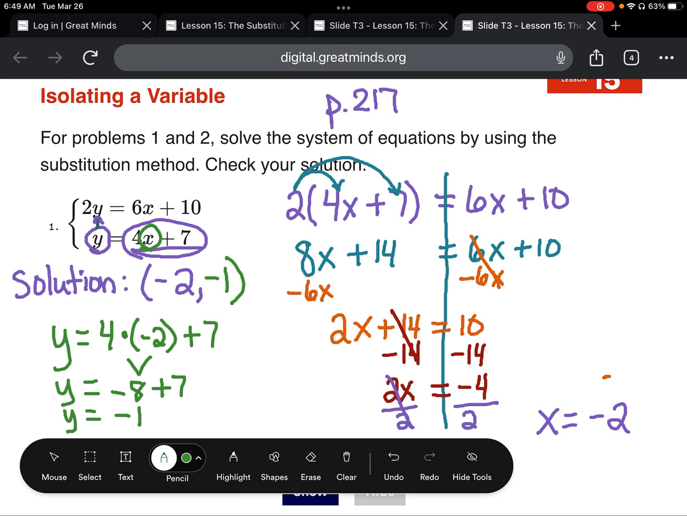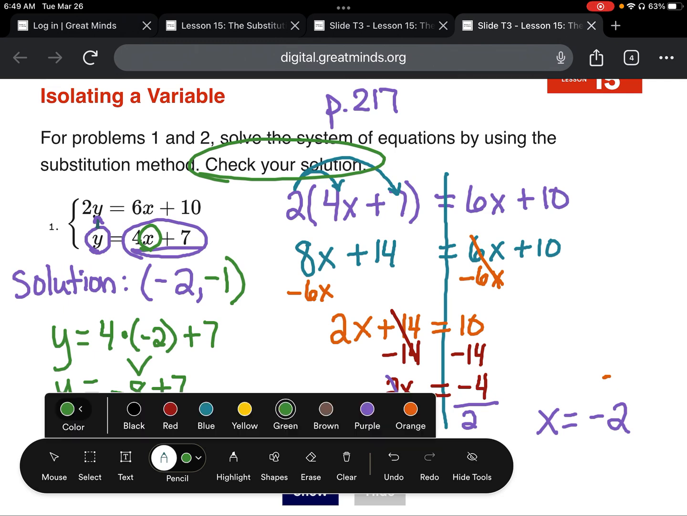So we really haven't double checked our solutions yet. So it does say in these directions to check your solution. So when you're going through and checking your solution, we just want to put this point into the equations to make sure that it is correct. So without erasing all of this work over here, I'm going to do my little check.